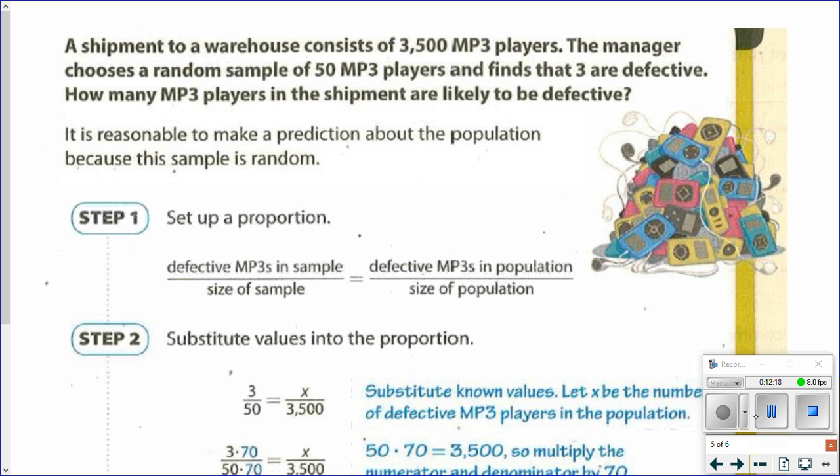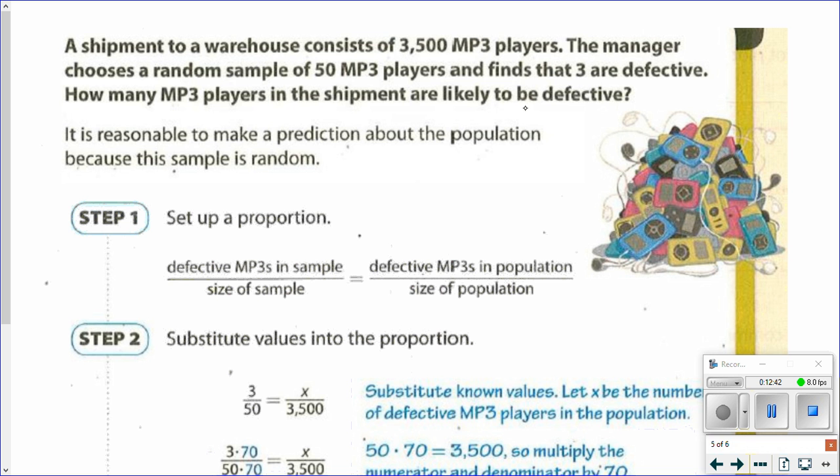All right, so now we're going to use proportions to make inferences. So in this example, it says a shipment to a warehouse consists of 3,500 MP3 players. The manager chooses a random sample of 50 and finds that 3 of those are defective. So he didn't have time to check every single one, so he just checked 50 of them. And out of the 50, 3 were defective.